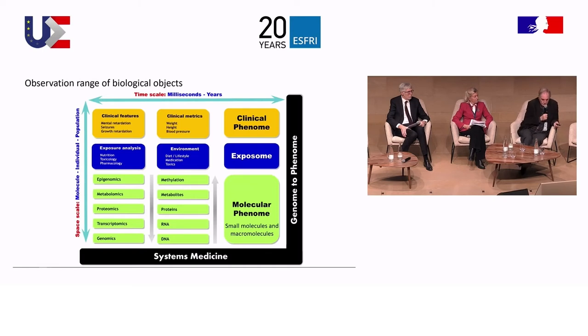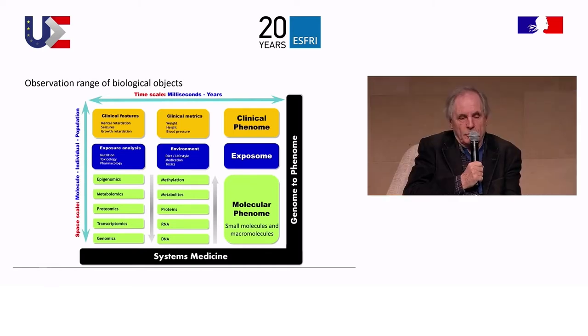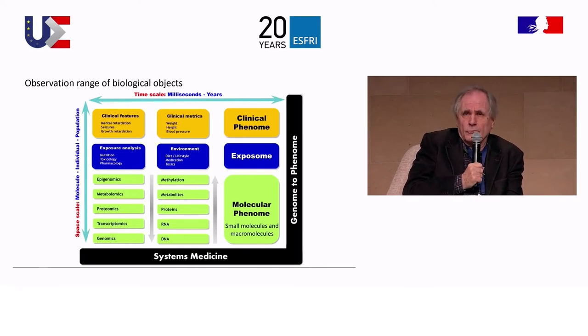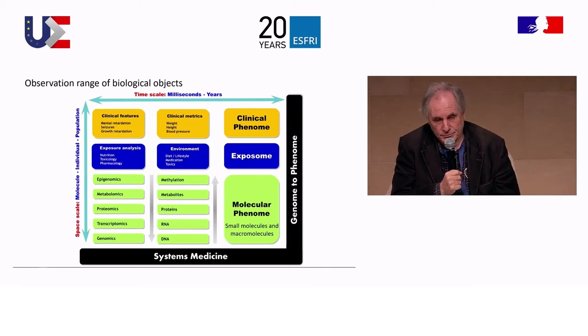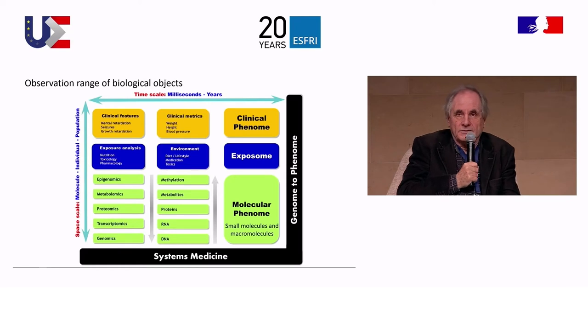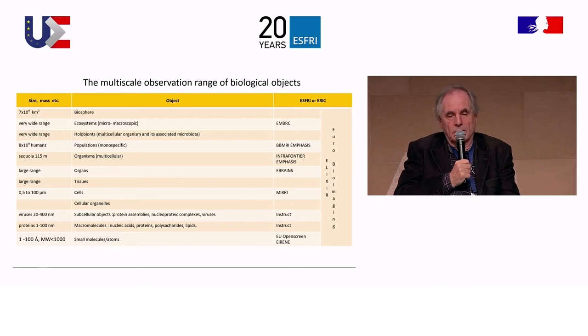Here also in the bottom of this slide, you have a number of items corresponding to the smaller molecules, which are also extremely important. So you have to observe at all those different levels the different kinds of characteristics. You have to observe the small molecules, the metabolites, you have to observe proteins, the transcripts, the genomes, etc. And for all this, you need, of course, infrastructures.